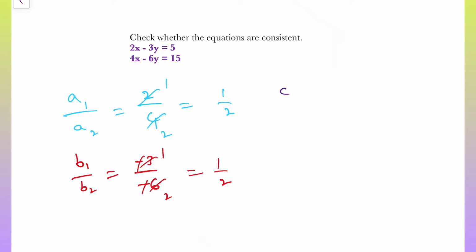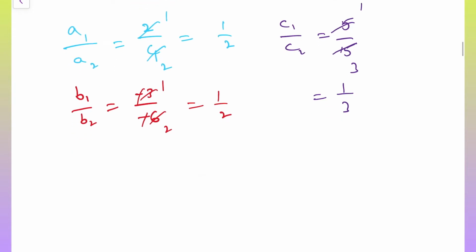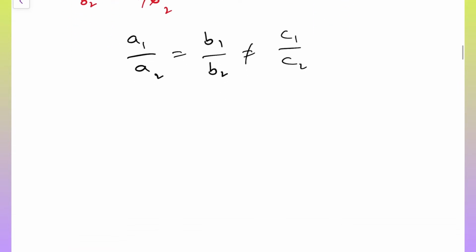Next, c1 by c2 is equal to 5 divided by 15. 5 ones are 5, 5 threes are 15, so that is equal to 1 by 3. Now if we write the conclusion for this one, the a1 by a2 value is exactly equal to the b1 by b2 value, but that is not equal to c1 by c2. So if a1 by a2 is equal to b1 by b2, which is not equal to c1 by c2, then those lines are parallel lines.